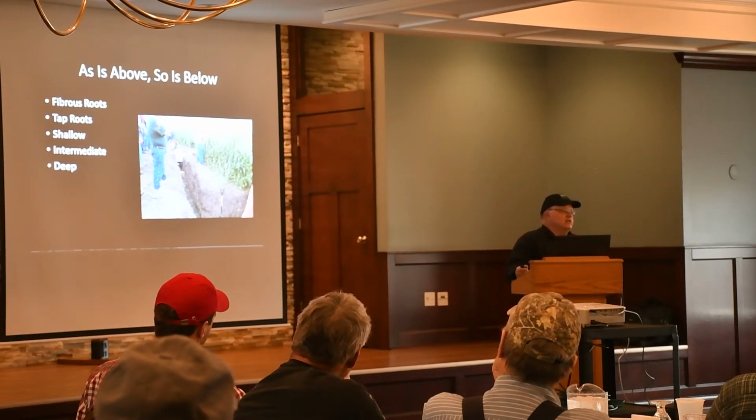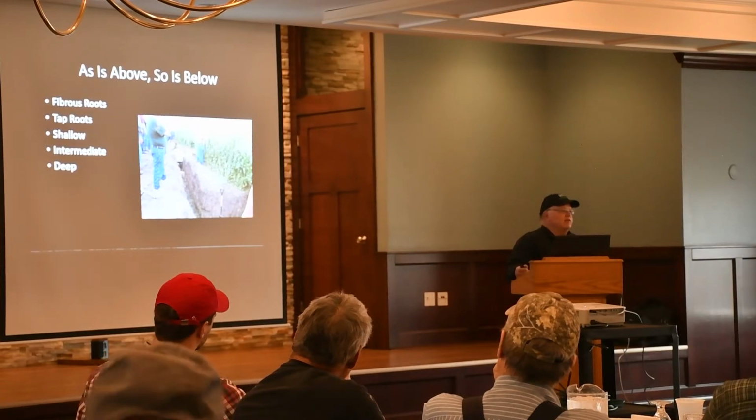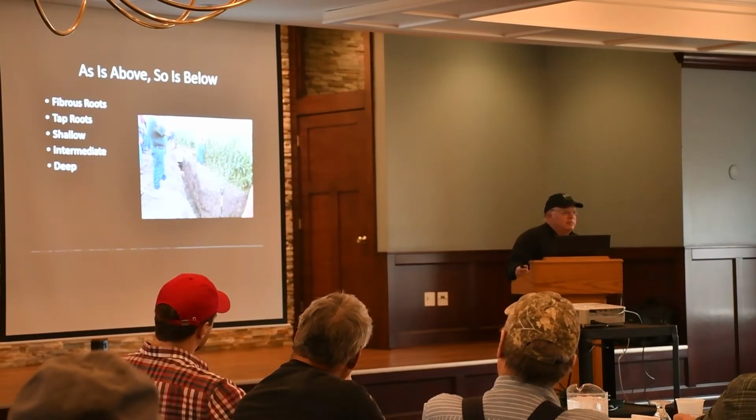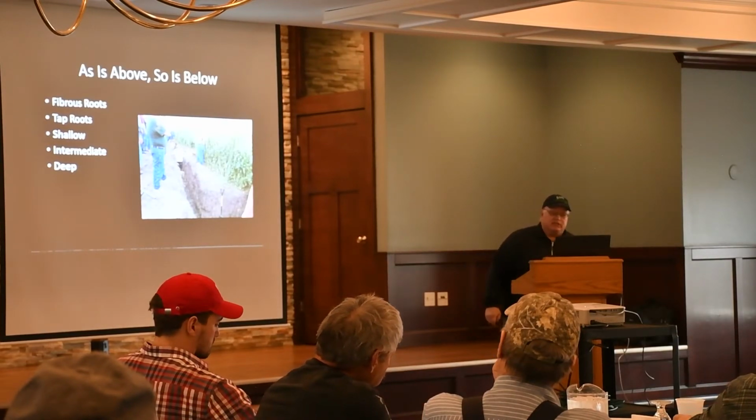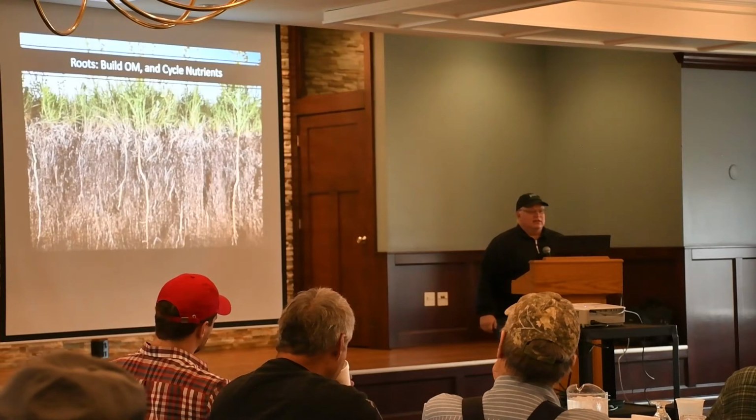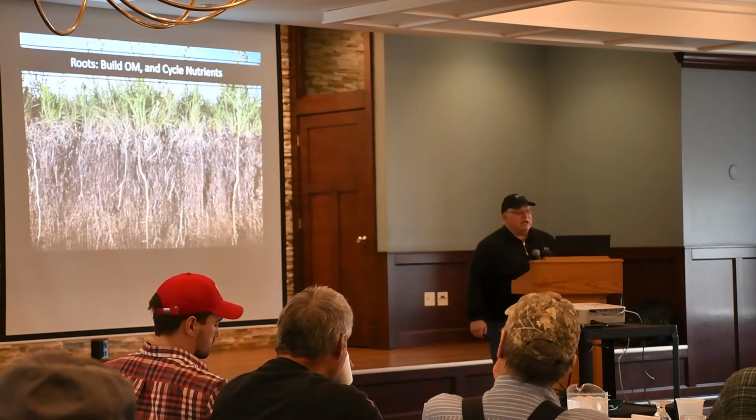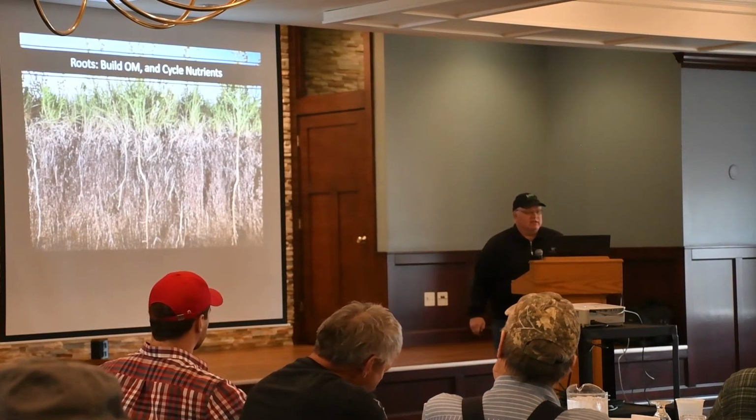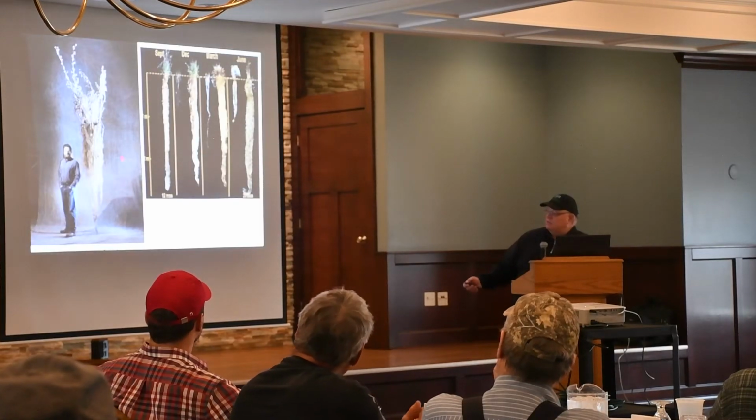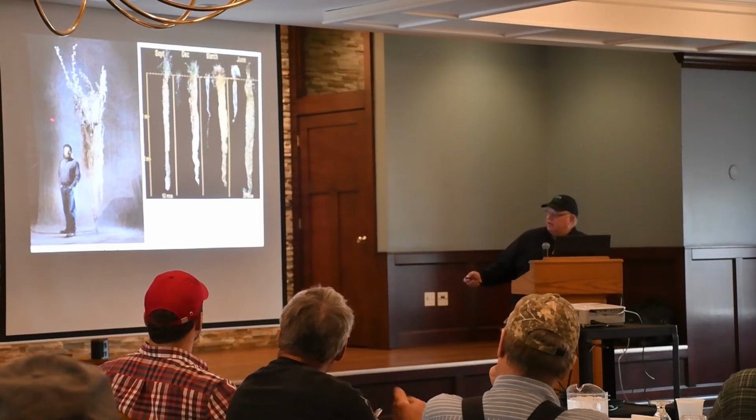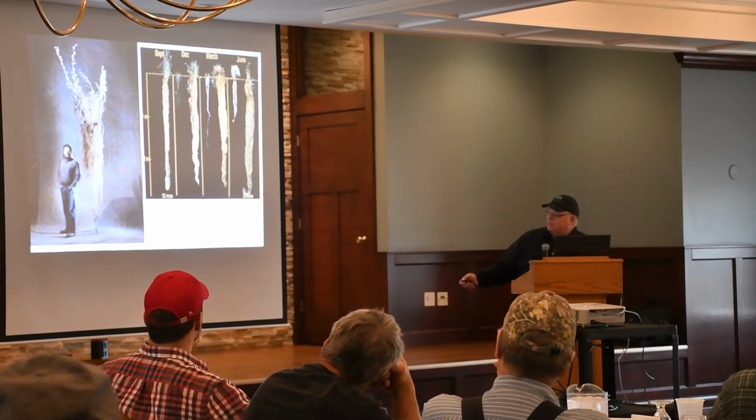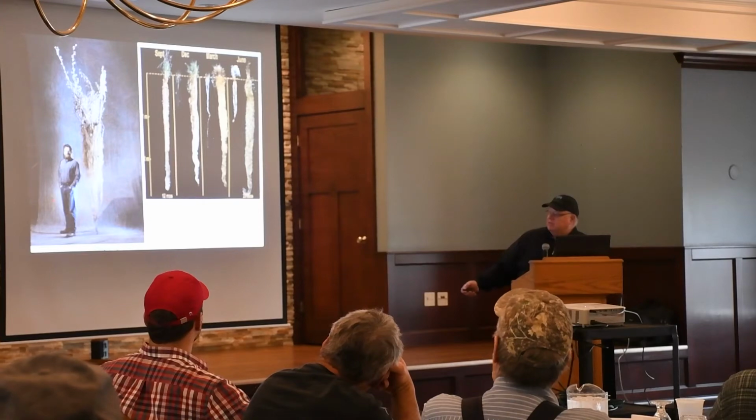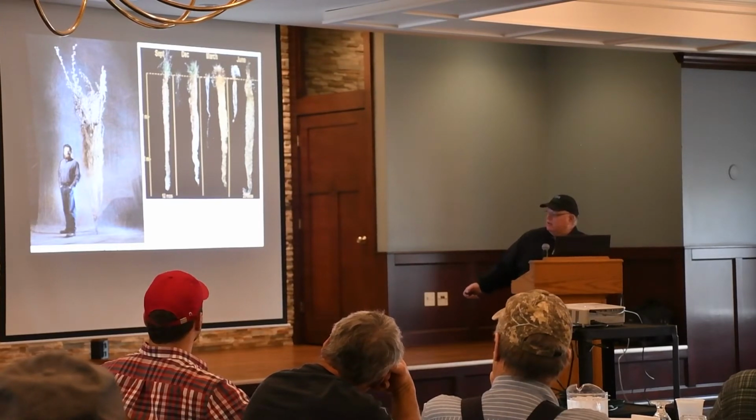Think of the nutrients that are being cycled. Think of all that carbon being brought in, and this afternoon we're going to talk a little bit about carbon sequestration. Think of that. You see, roots build organic matter and cycle nutrients. I really like this photo. This is an intermediate wheatgrass plant. Right there is where the soil surface was. Look at that root biomass. That's just amazing. I can't imagine how many thousands of miles of roots there are here. There's a lot.